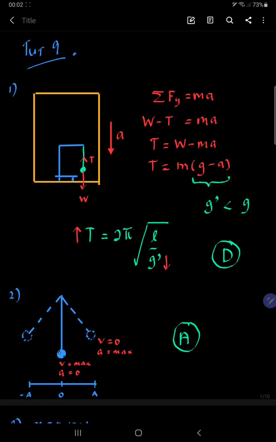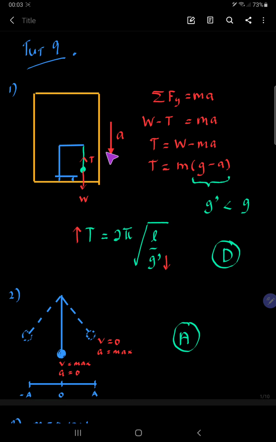Okay, what do we have now? There is a simple pendulum in a lift. Then the lift is moving downward with some acceleration a, where a is smaller compared to g. So in this case, as we know, the equation of the period of any simple pendulum is T equals 2 pi square root of L over g. And in this case, our g, we just change it with g prime.